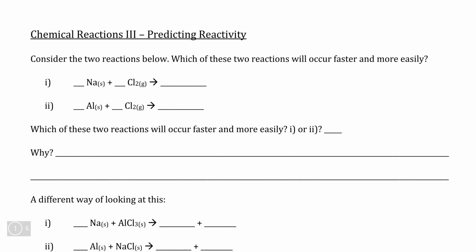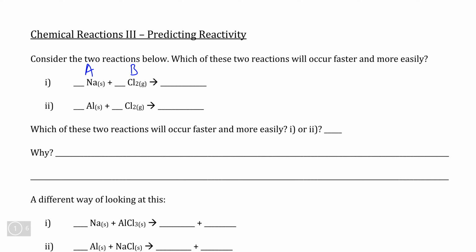In this video, we're going to look at patterns that occur in single displacement reactions and synthesis reactions, and how we can use those patterns to predict which reactions will happen more easily and which ones may not happen at all.